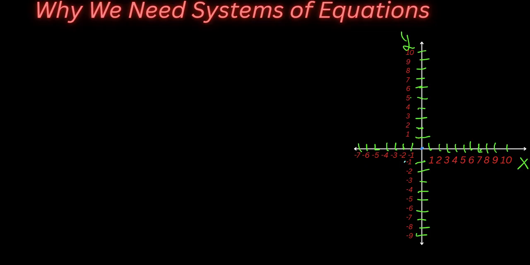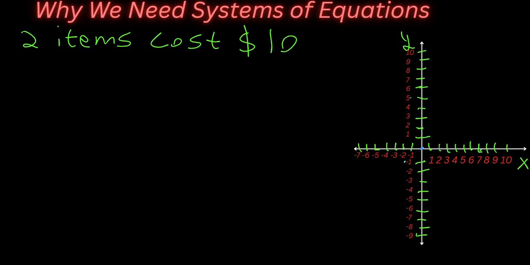Let us say that two items cost $10. Believe it or not, two items cost $10 is a system of equations. And you probably know the price each item must be by looking at this, and you know that both items need to be $5. But this is actually a system of equations.